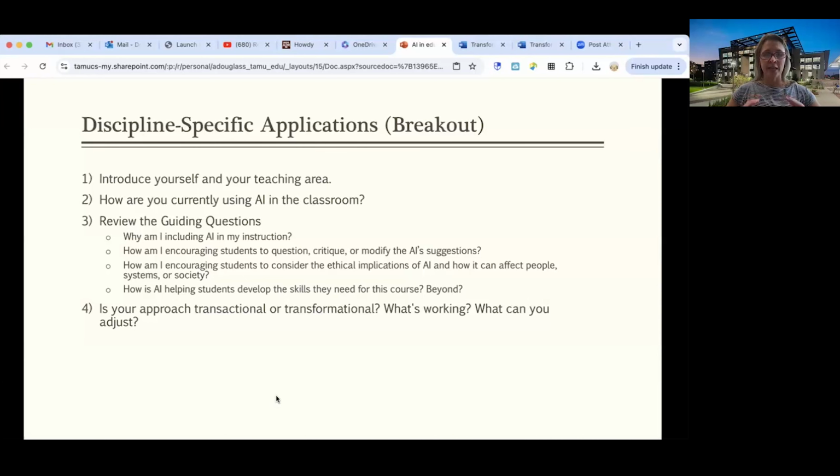And I want you to take that idea and ask yourself these 4 guiding questions. Why am I including AI in the instruction? How am I encouraging students to question, critique, or modify the AI suggestions? How am I encouraging students to consider the ethical implications? And how is AI helping students develop skills they need for this course and beyond with this particular assignment?